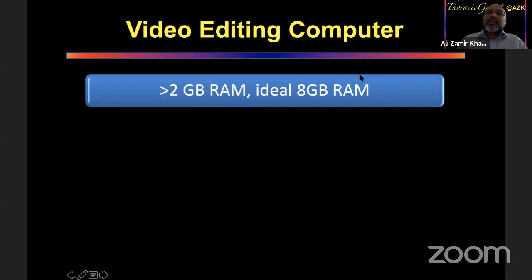What is RAM? It is random access memory. What is the importance of RAM? The importance is that your computer may have a 1 terabyte hard disk drive. That's not the thing. When you're working with software, the video which is stored on the hard drive is pulled out and loaded onto the RAM, and you work on the RAM and then you send it back to the hard drive.